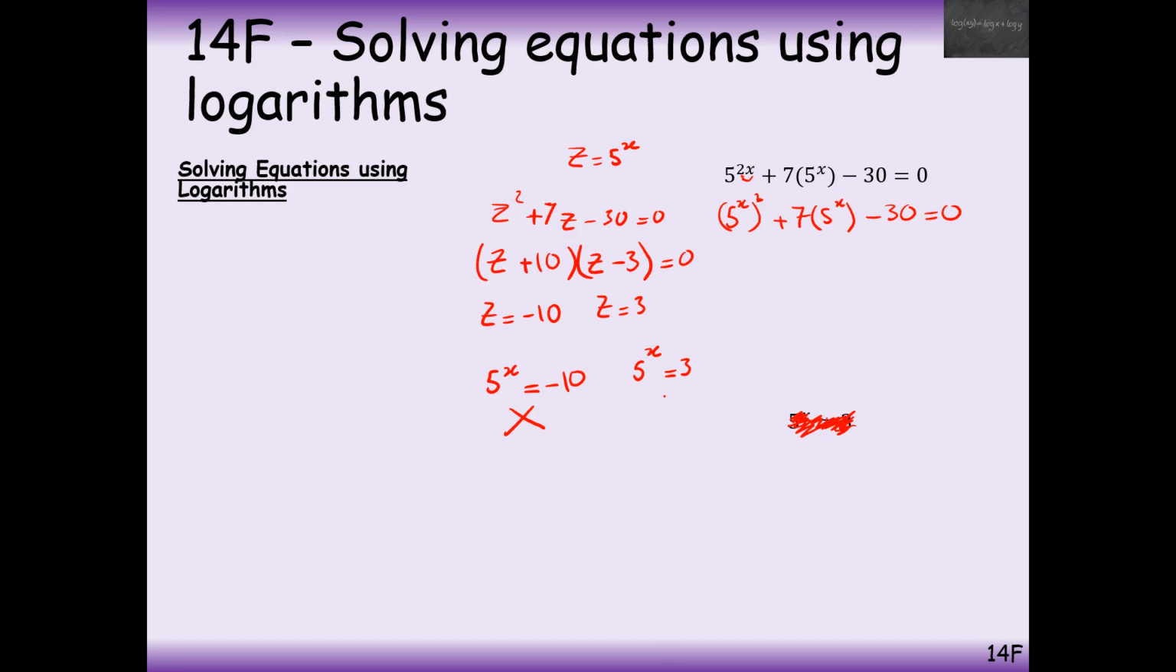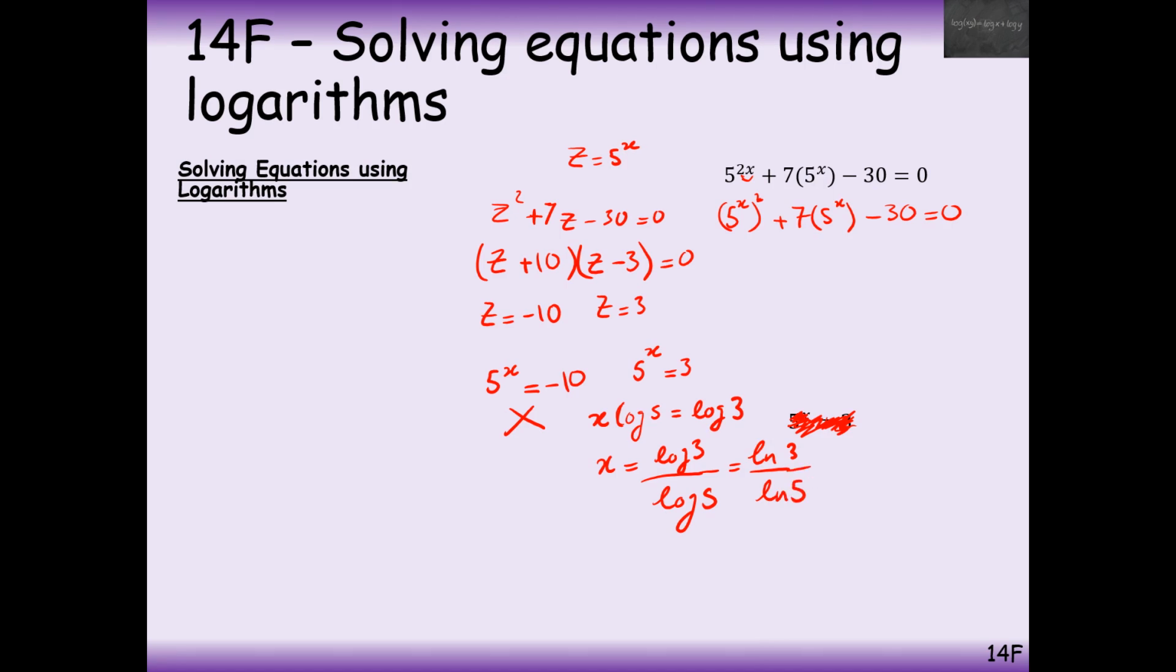To solve this, we can use logarithms. We can just say log of 5 to the power of x equals log of 3, and x will come and multiply at the front. So we can say x equals log of 3 divided by log of 5. And that's the same as having ln of 3 divided by ln of 5.